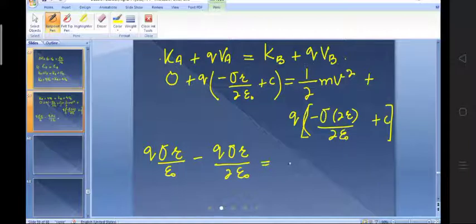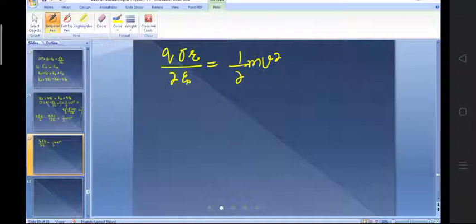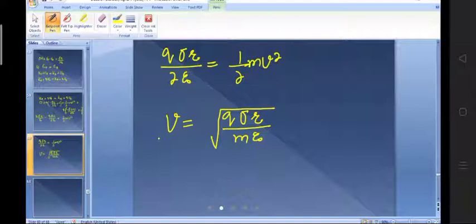Then on the RHS what we have is 1 by 2 m into v square. Then this is 1 minus 1 by 2, obviously that is 1 by 2. So what I will write down is q multiplied by sigma into r divided by 2 into epsilon naught, that will be equal to 1 by 2 m into v square. Then from there I can calculate the velocity of the particle. This 2 and 2 is going to cancel. So velocity v will be equal to root of q into sigma into r divided by m multiplied by epsilon naught. This is the velocity of the charged particle.